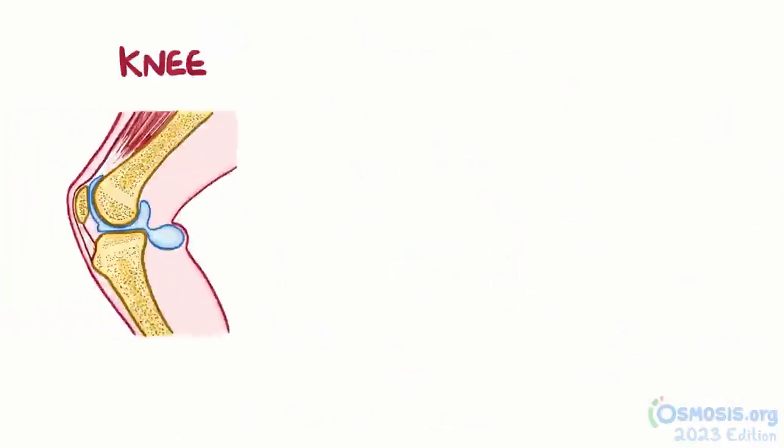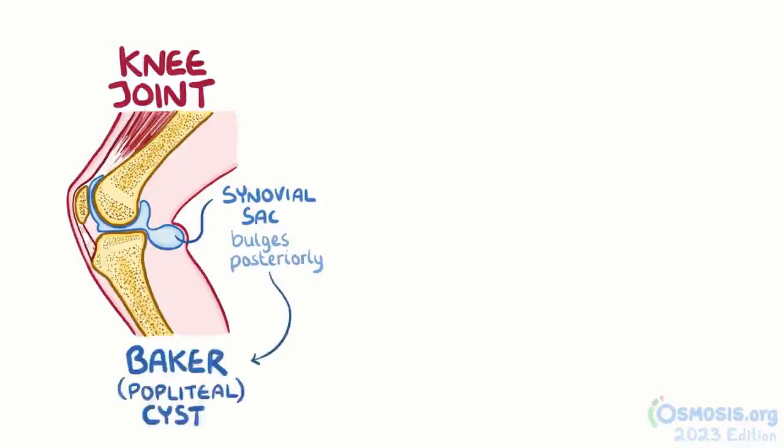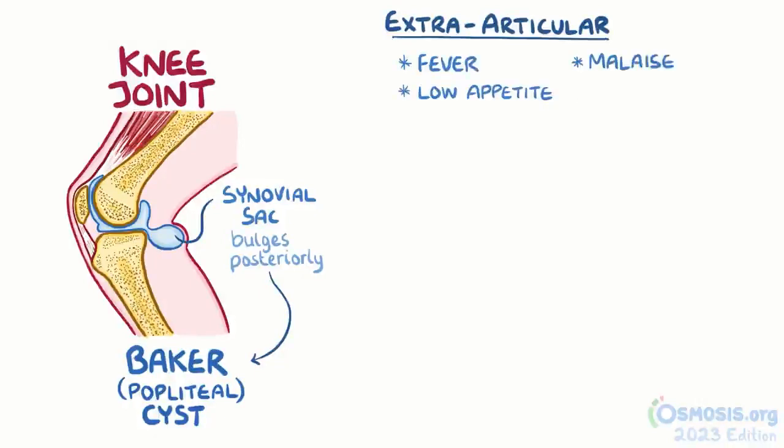Now, in the knee joint, a one-way valve can form, with fluid from the swollen knee filling the semimembranous bursa. When that happens, the synovial sac can get so swollen that it bulges posteriorly into the popliteal fossa, creating a synovial fluid-filled cyst, called a Baker or popliteal cyst. Extra-articular manifestations include non-specific symptoms of inflammation, such as fever, low appetite, malaise, or muscle weakness.